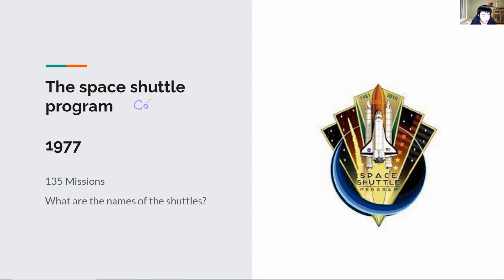The first space shuttle was Columbia. Then we have Challenger. Then we had Discovery. The next one was called Atlantis. Next, Endeavour. And actually, the first ever flight into space was in 1977, using the shuttle called Enterprise.